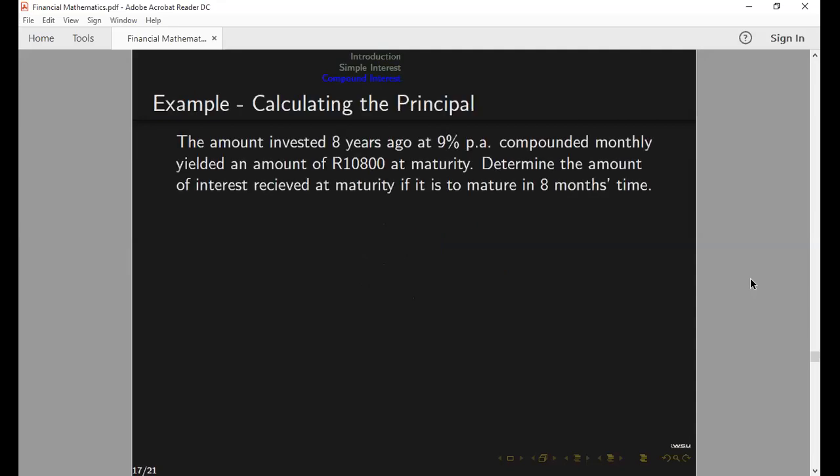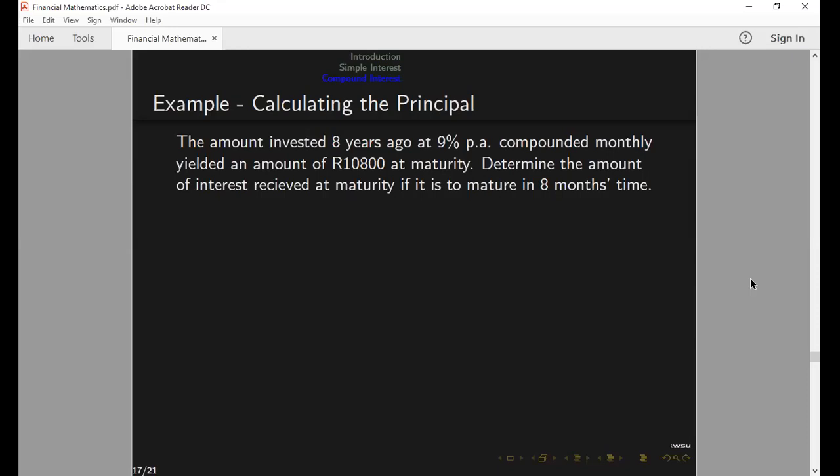Let's take another example. Now we want to calculate the principal. The amount invested 8 years ago at 9% per annum compounded monthly. Now, we stop there. The fact that it says compounded monthly means it's no longer simple. It's a compounding formula. Yielded an amount of 10,800.